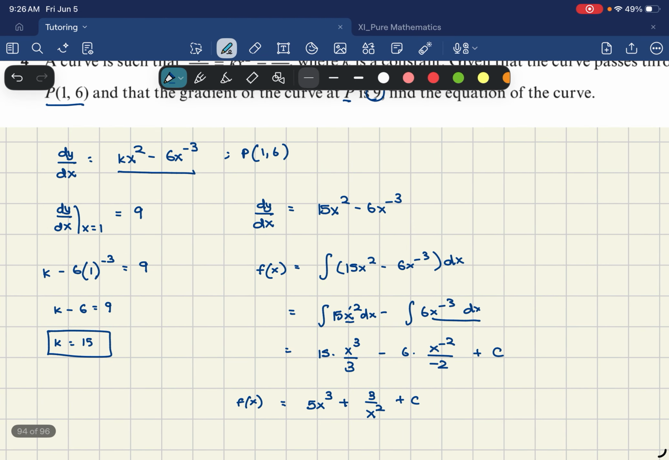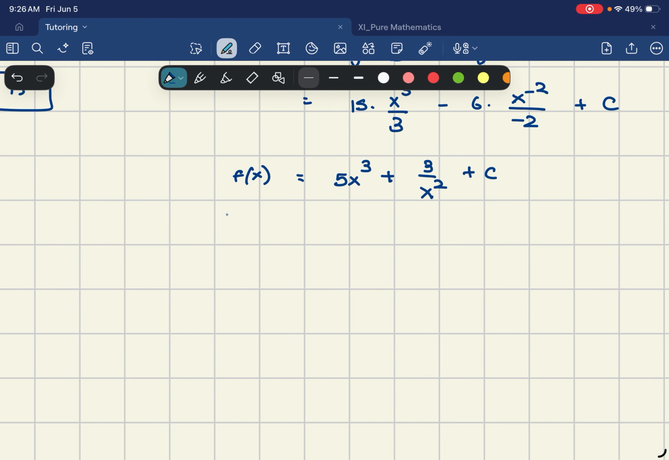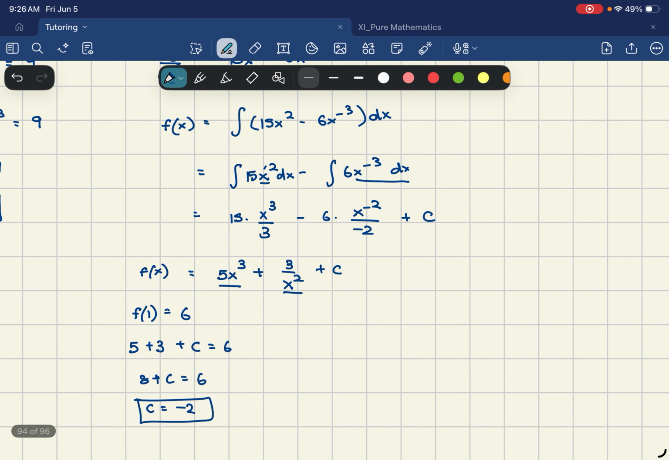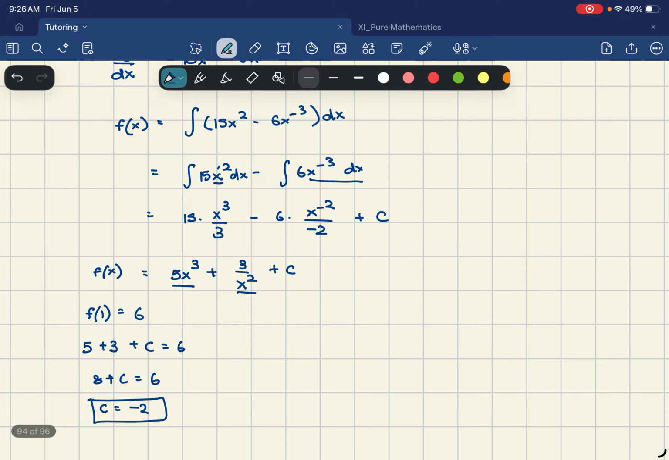So now you're given this point lies on the curve. So if you substitute f of 1, you're getting 6. So substitute 1 here, you get 5. Substitute 1 here, you get 3. Plus c is equal to 6. So 8 plus c is equal to 6. C is equal to -2. And when you substitute -2 into here, you get the equation of your curve. So y is equal to 5x cubed plus 3 over x squared minus 2. That is your solution.